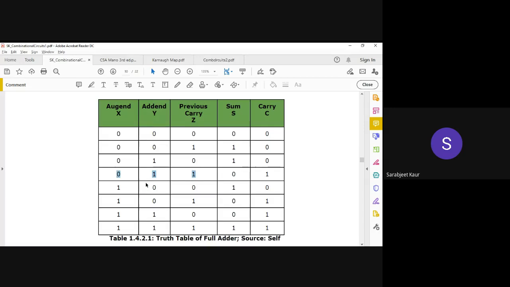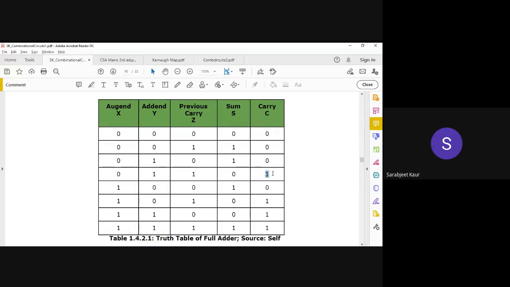Let us look at the next case. So here 0 plus 1 is 1 and 1 plus 1 is 10, which is 2, the binary equivalent of decimal 2. So as we had done in the half adder, the sum gets 0 and the carry out is 1.